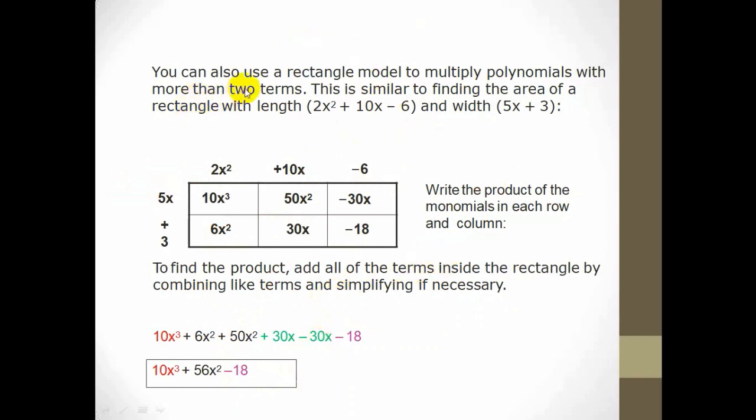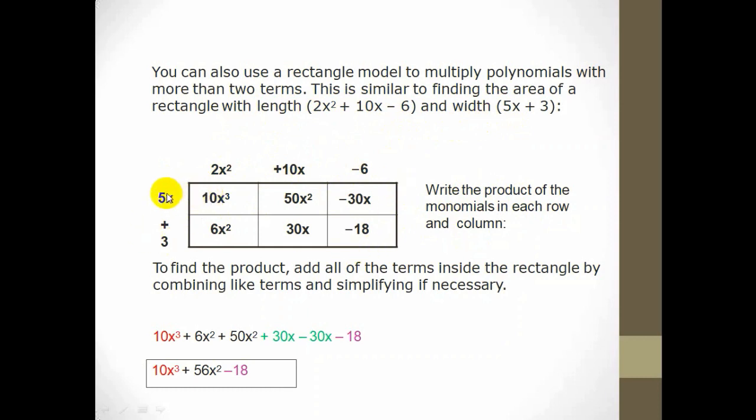You can also use a rectangle model to multiply polynomials with more than two terms. This is similar to finding the area of a rectangle with length 2x square plus 10x minus 6 and width 5x plus 3. So write the product of the monomials in each row and column. This is the first polynomial. This represents the length and this represents the width of the rectangle.